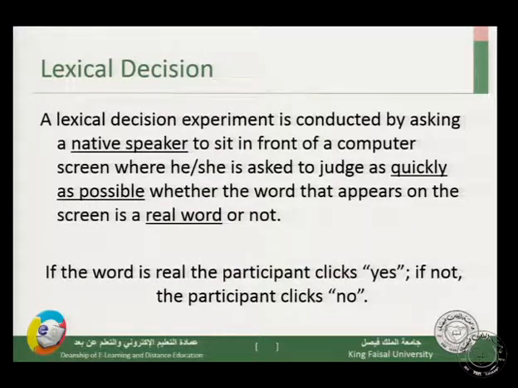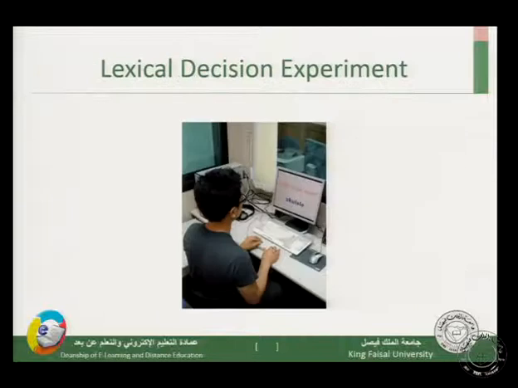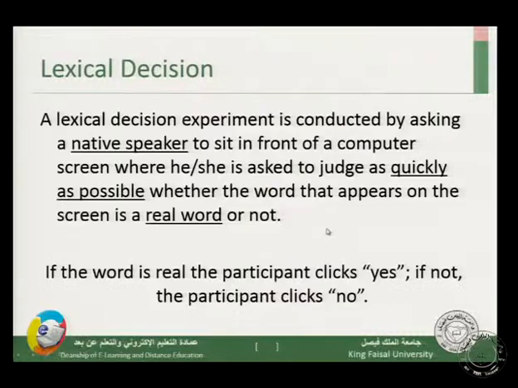If the word is an English word, the respondent clicks yes. After this word disappears, in a very short time, the respondent has to decide whether this word is an English word or not. Okay? So how does he decide? He decides by clicking either yes or no.